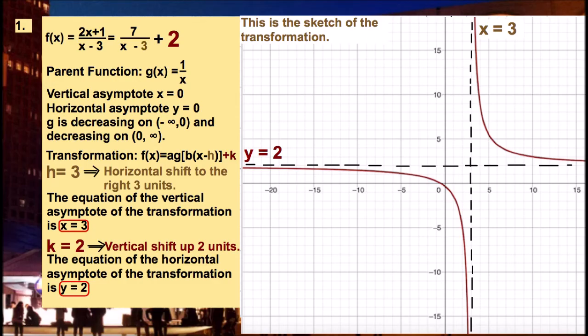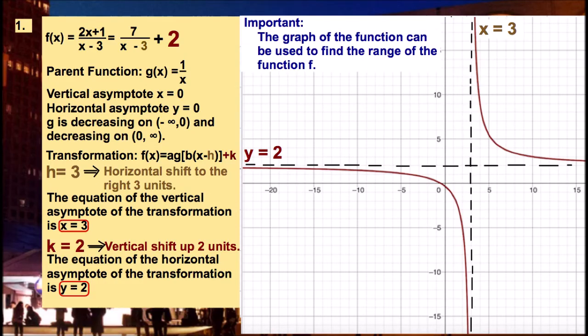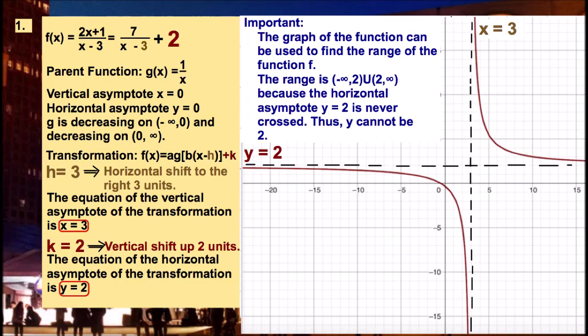This is the sketch of the transformation. The path is similar to the parent function. Important: the graph of the function can be used to find the range of the function f. The range is open negative infinity, 2, united with open 2, infinity. Because the horizontal asymptote, y equals 2, is never crossed. Thus, y cannot be 2.